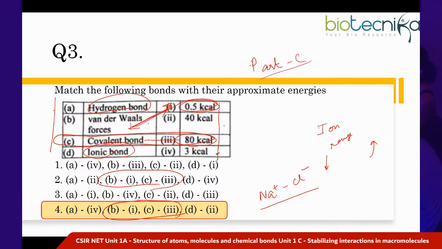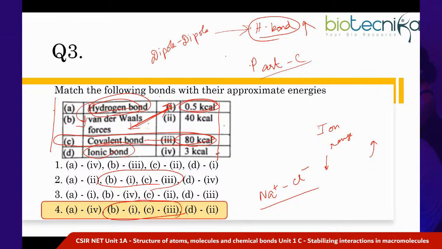But hydrogen bond is considered a type of van der Waals force. Van der Waals forces are of many types: dipole-dipole, ion-dipole, dipole-induced dipole. In that, you have the dipole-dipole interaction, and a special type of dipole-dipole is the hydrogen bond, just that its strength is more.